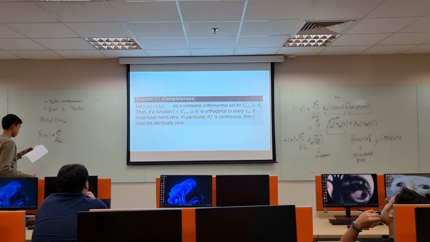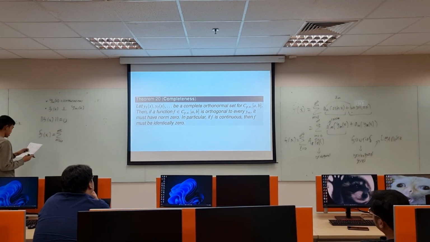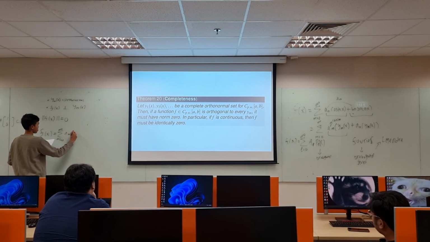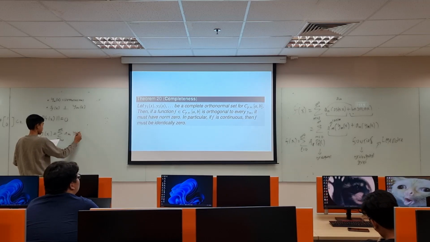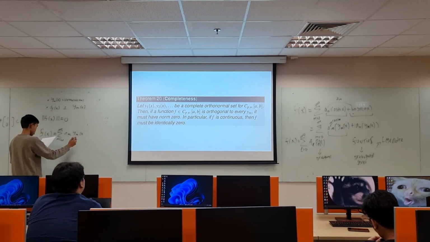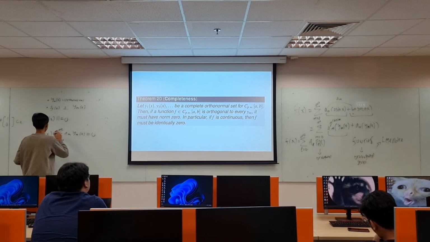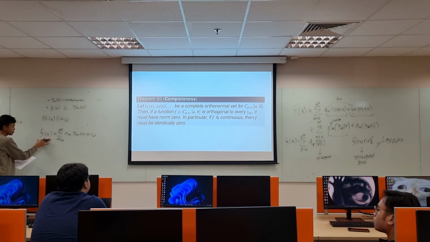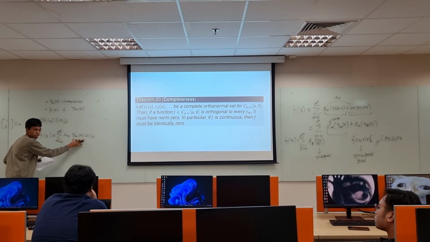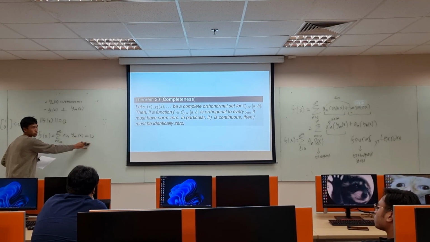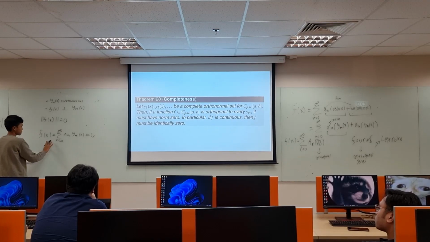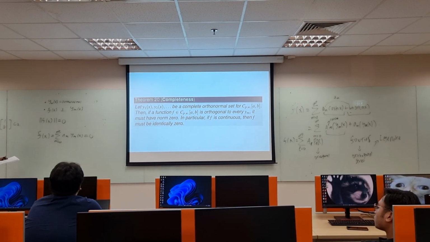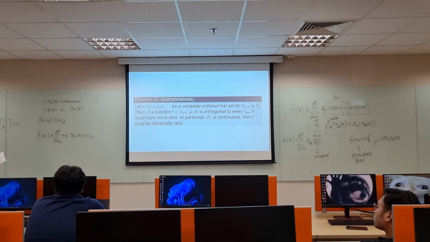Okay. So the integral of f(x) y_m(x) dx equals 0. Basically saying like this: if f(x) is orthogonal to every y_m(x), the norm is 0. Basically f(x) equals 0. We can prove it using the Fourier series actually.